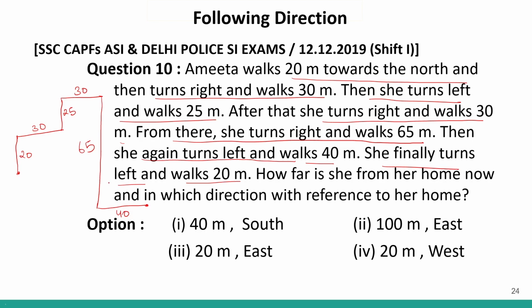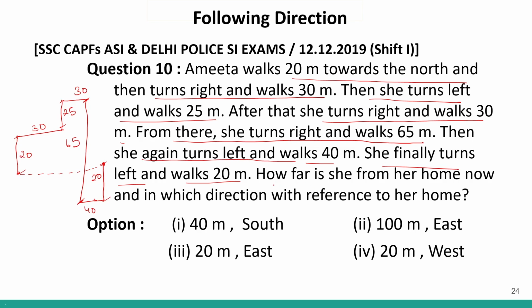So let me just make it a little smaller. Okay. So let's say 30, coming back for 65, then 40, and then here she finally turns left and walks 20 meter. So something like this. These 2 points will be in the straight line. How? If this complete line from here to here is 65, this is 25, 20, which is 45 plus 20, 65. So this point and this point will fall in the same line.